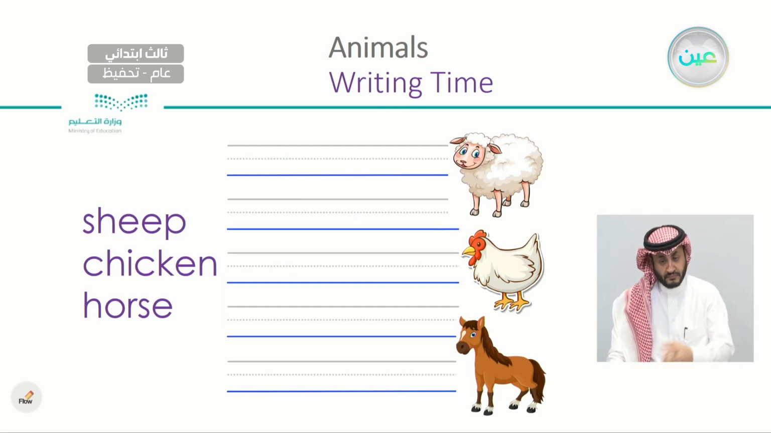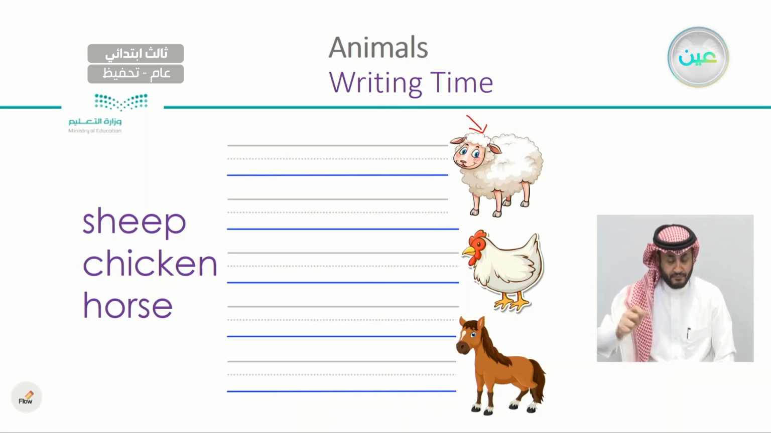Now we have more animals. What do we see? We see a sheep. This is a sheep. Just like the end of the word fish, sheep begins with an S-H. Sh. Sheep.